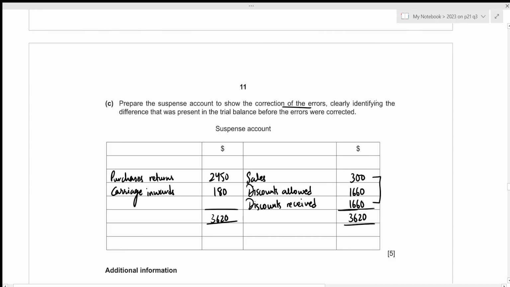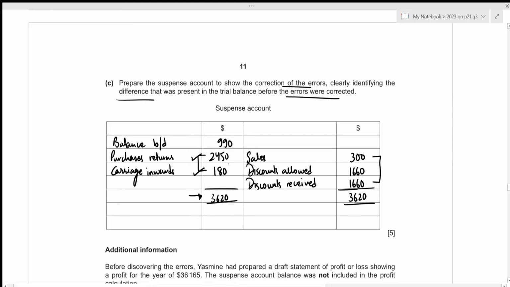That balancing figure is just going to be the difference that was present in the trial balance before the errors were corrected, which just means the opening balance of our suspense account. So in order to figure this out, we just need to subtract these amounts from the total, which in this case will be 3620 minus 2450 minus 180, which results in 990. That's the opening suspense account balance, and this completes the third part of this question. Let's move towards the next part.